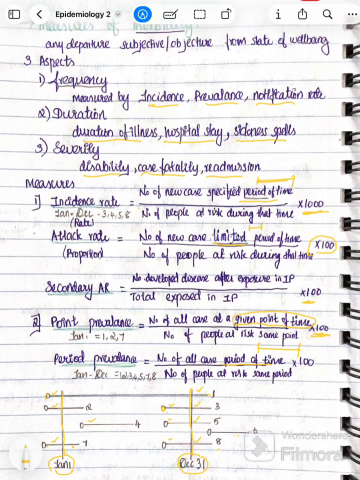Now the period prevalence of January to December. The first one is not a new case, not starting after January, but it is continuing in January, no? So that's an old case. We should add 1, we should add 2, we should add 3, we should add 4, we should add 5, we should not add 6 because it is outside this period. And we should add 7, we should add 8. So this will be the period prevalence.